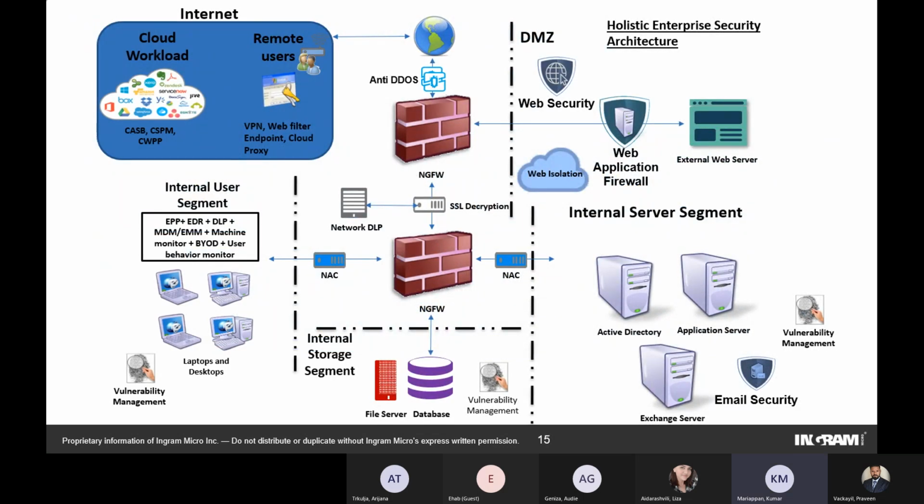Previously we have already covered email security, vulnerability management, web application firewall to protect your web server, and web isolation to protect internet browsing. Before a person clicks on a link which connects to a website, it's going to isolate it and check whether the website is clean. We spoke of web security, the importance of web security, and internal and cloud-based proxy. We spoke of anti-DDoS, and how to decrypt the traffic to investigate it via SSL decryption. We spoke of NAC, which is network access control, to prevent unauthorized devices from connecting to the network. We spoke of the internal user segment, and we also spoke of how to protect cloud workloads.